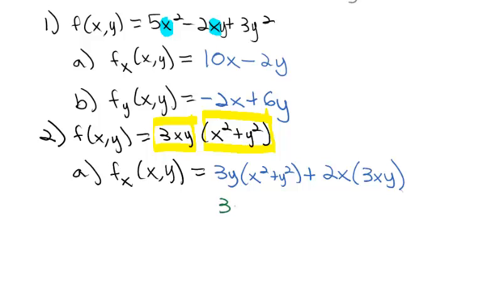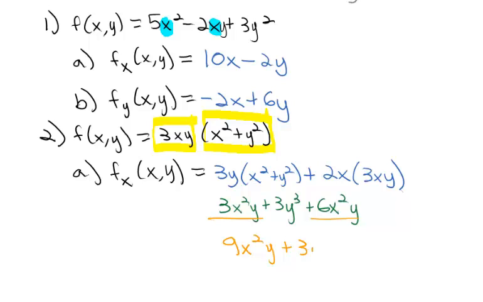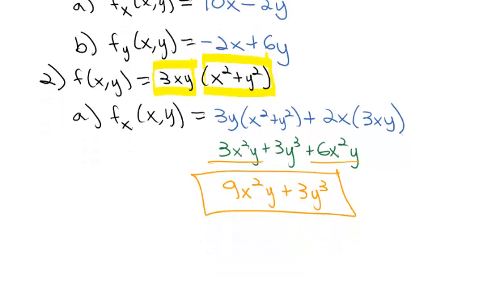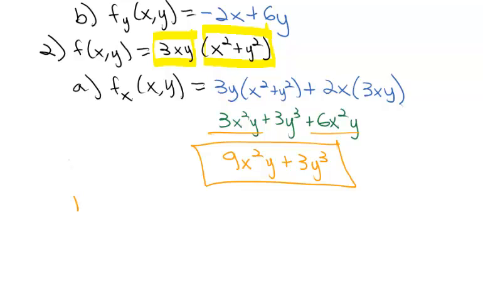Cleaning up a bit, we've got 3x squared y plus 3y cubed plus 6x squared y. And we do have like terms. 3x squared y plus 6x squared y is 9x squared y plus 3y cubed. We can also take the partial derivative of this with respect to y.